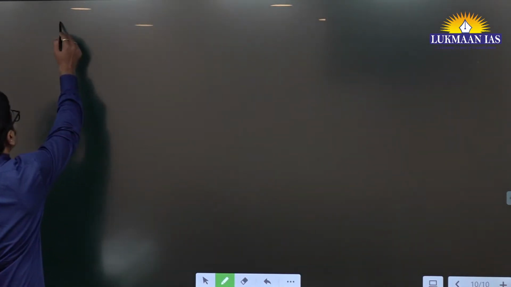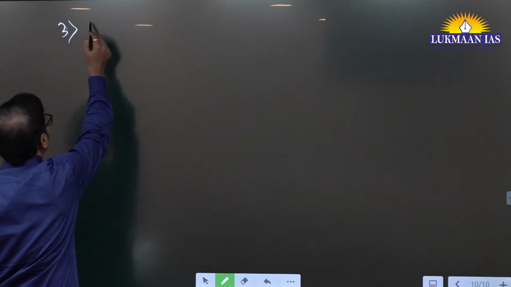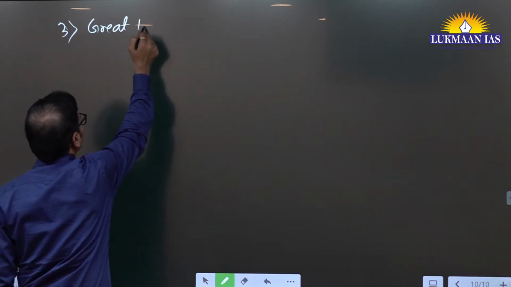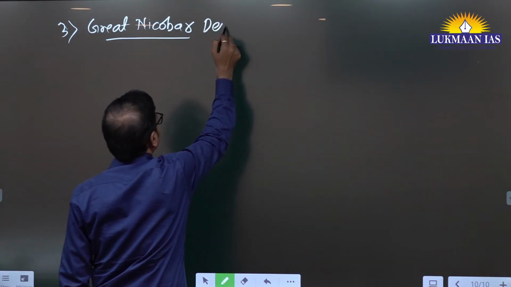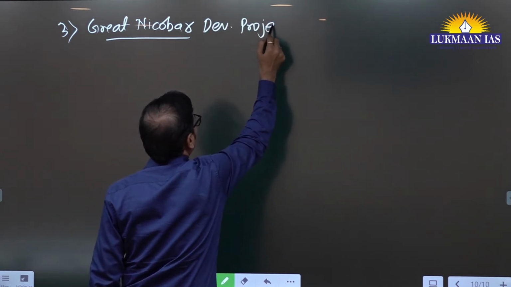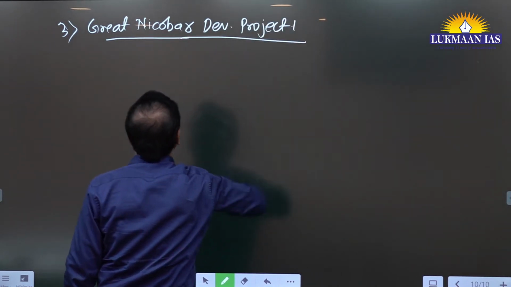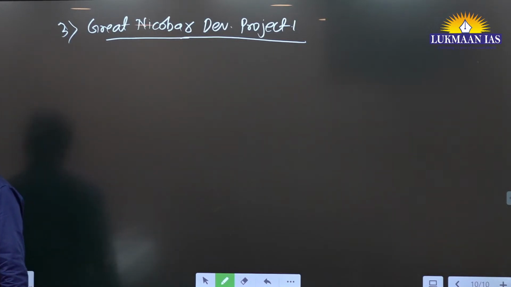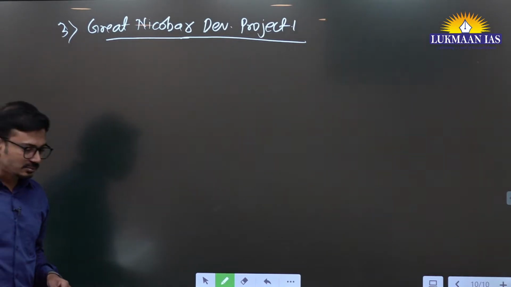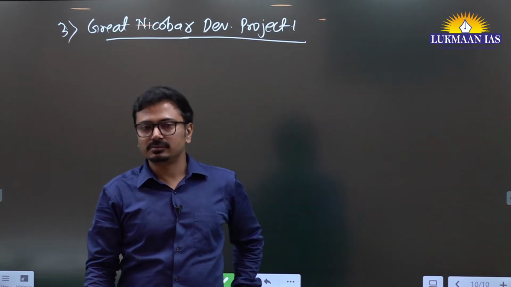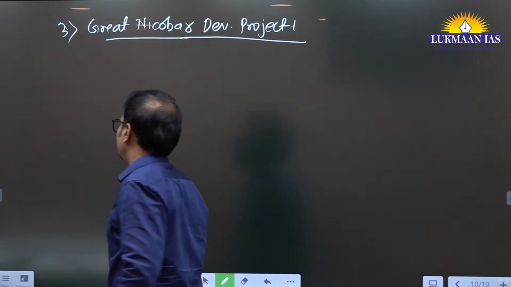Thereafter, third topic is Great Nicobar Development Project, Island Development Project. दिस इज ऑल्सो पेंडिंग क्वेश्चन, 2-3 साल से न्यूज में है, कोविड के टाइम पे भी न्यूज में था. Great Nicobar Development Project. I will give you context.